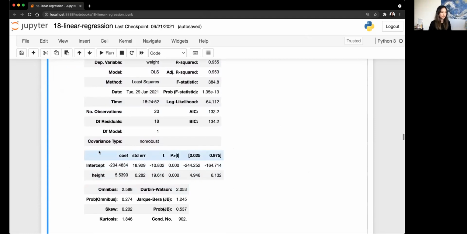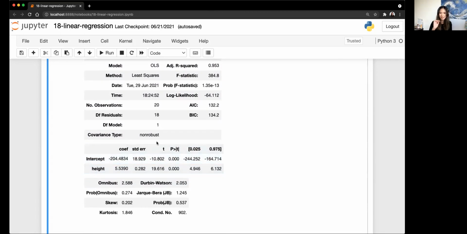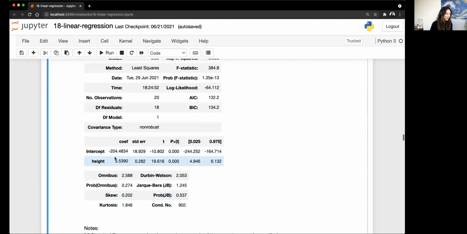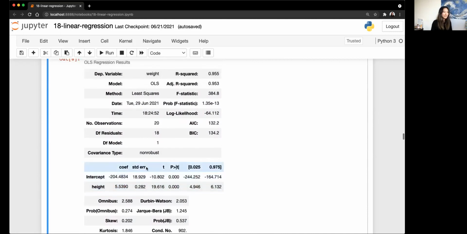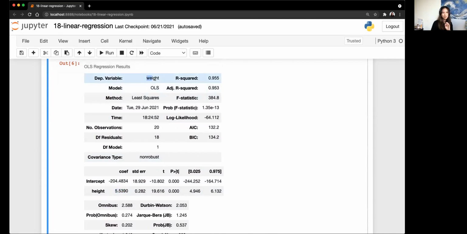So first of all, coefficient. Coefficient is just our beta values that we were trying to figure out the best values for. So first, this intercept coefficient of negative 204 is saying that our y-intercept is just negative 204. And then our coefficient of 5.539 for height is just saying that with every increase of 1 unit of height, 1 unit of height increase will cause a 5.539 increase in weight.